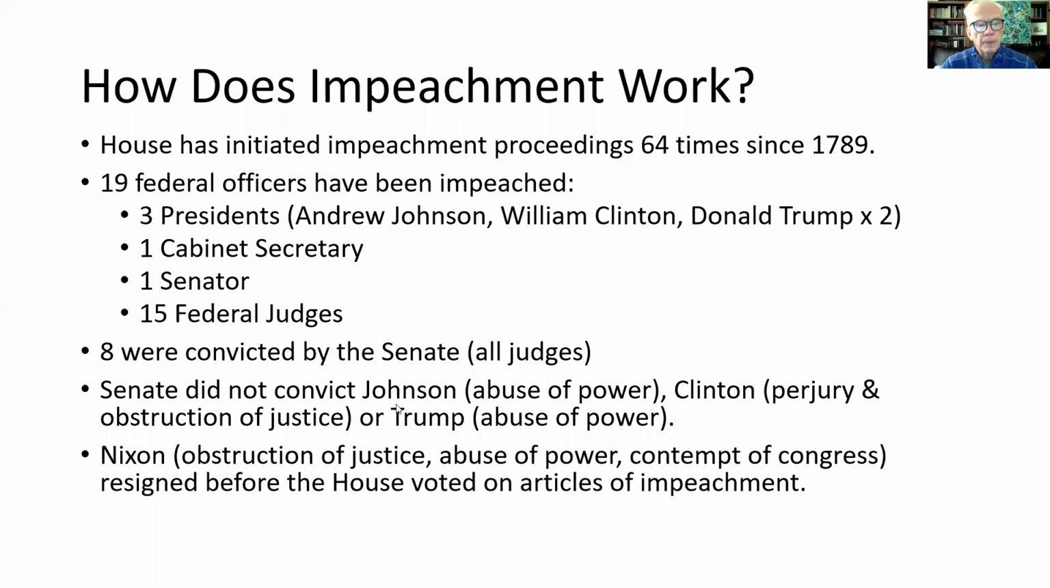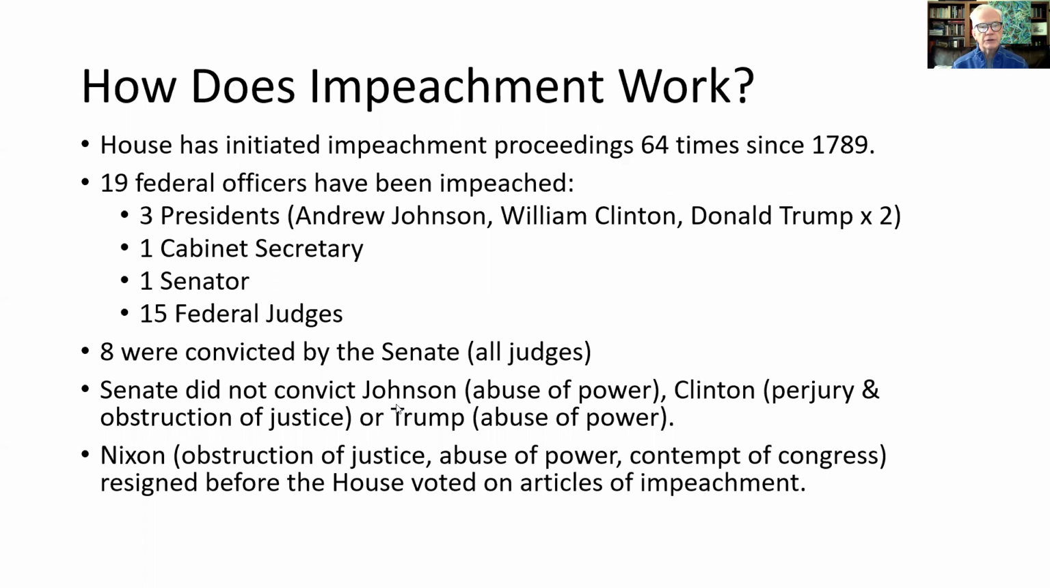All right, so impeachment has been in the news the last few years, and that's becoming old news, I suppose, now, but I just wanted to say something about how impeachment works, because it's not a very common kind of thing. The House has initiated impeachment proceedings 64 times since 1784. That is about once every 3 or 4 years, roughly, that it's impeached somebody.